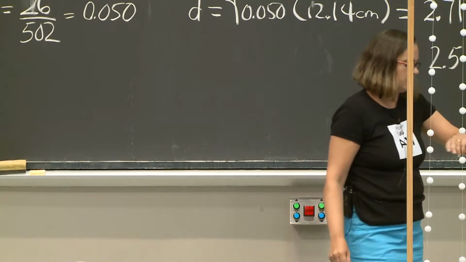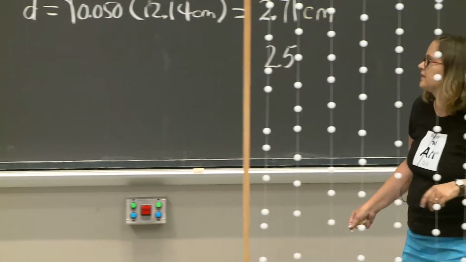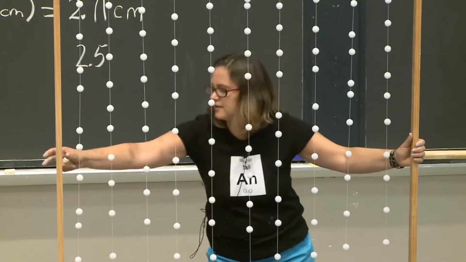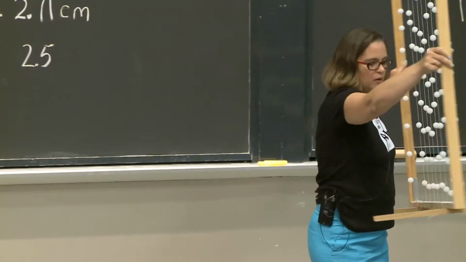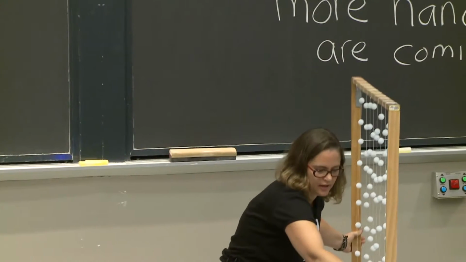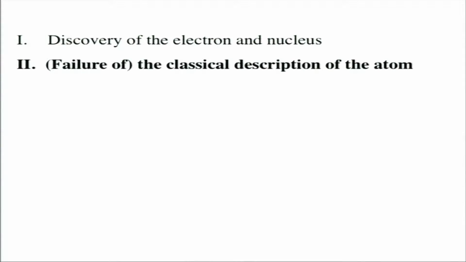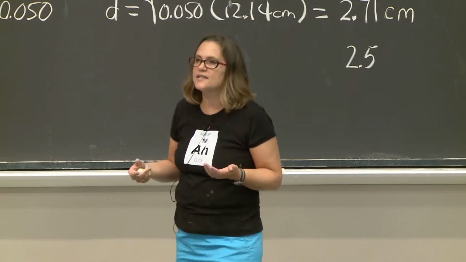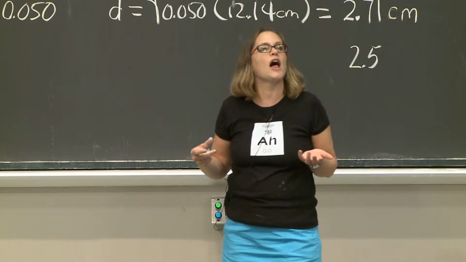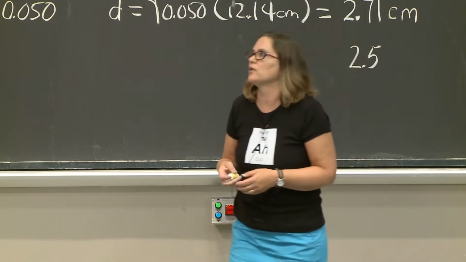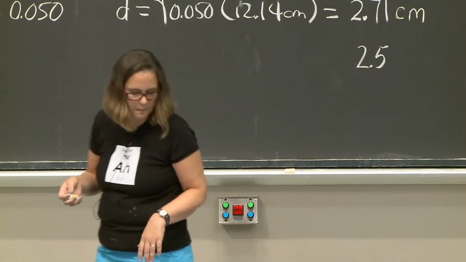So in the last few minutes, we want to talk about the fallout of all of these great experiments and all of these great results. So we now know there's an electron and a nucleus. So they're subatomic particles. What does that mean in terms of what people thought they understood about atomic theory?